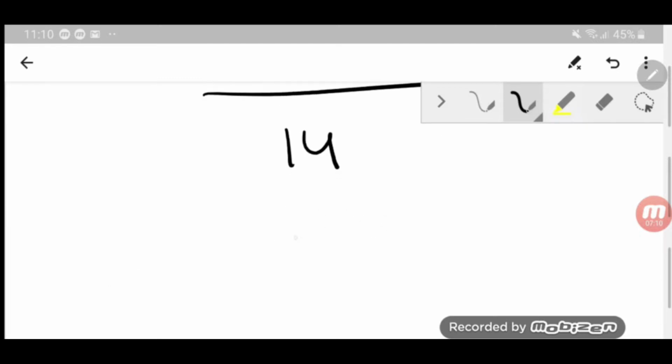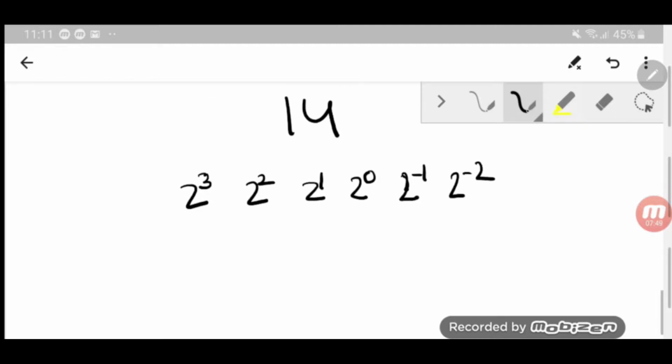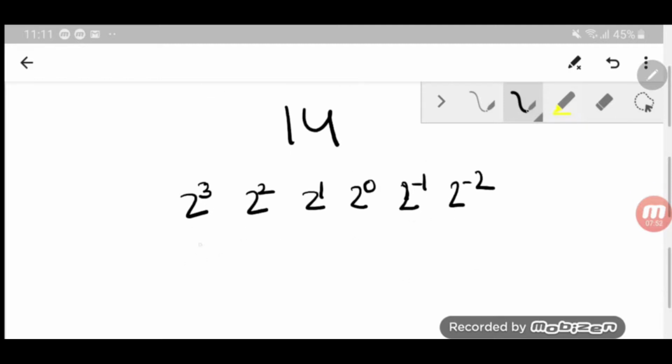As we have previously seen, we normally use the place values from 2 to the power 0 to 2 to the power 3 for a 4-bit register, but as 14.5 is a real floating point number, we have to increase the place values to 2 to the power minus 1 and so on. So the values for these place values are 1, 2, 4, 8, half and 1/4.